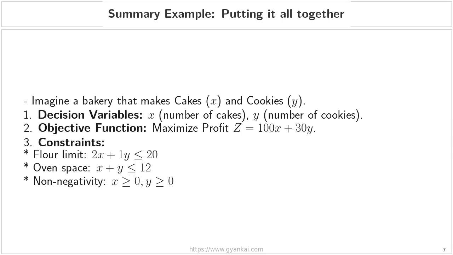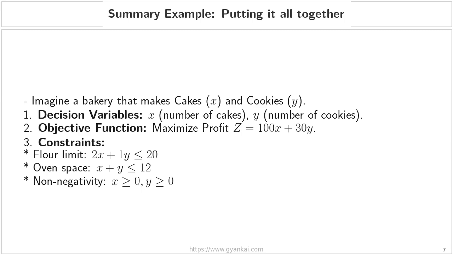However, as we learned in the section on constraints, we cannot produce infinite amounts of goods because we are limited by our resources. We have two main restrictions here. First, we have a flour limit. The amount of flour used for cakes and cookies cannot exceed 20 units. This is written as 2x plus 1y is less than or equal to 20.